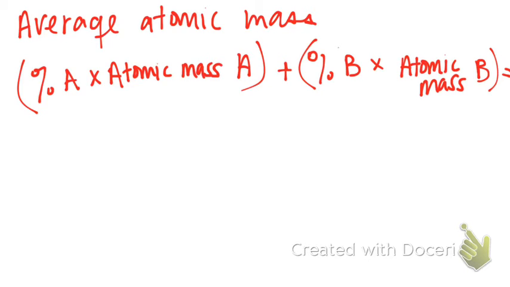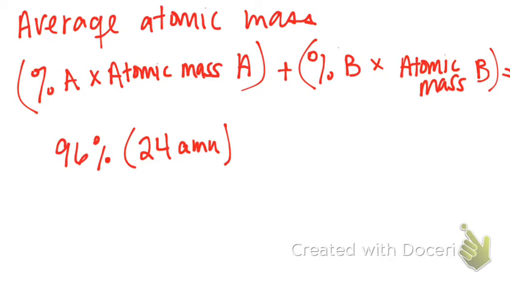Okay, let's say that I have an isotope that's 96% abundant at 24 AMU, atomic mass unit. And let's say I've got 4% at 25 AMU. What would my average atomic mass be?